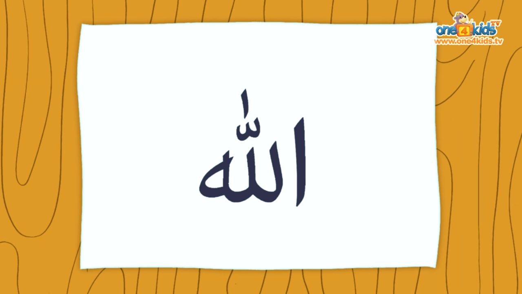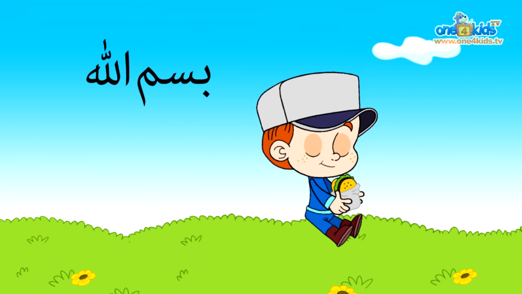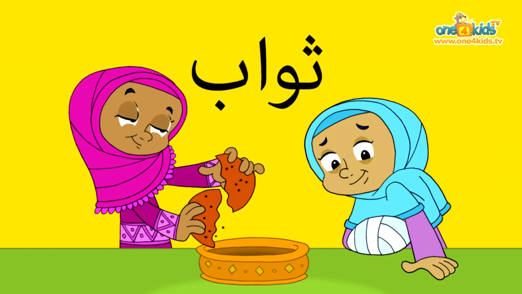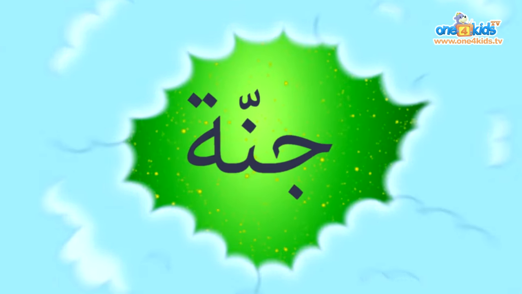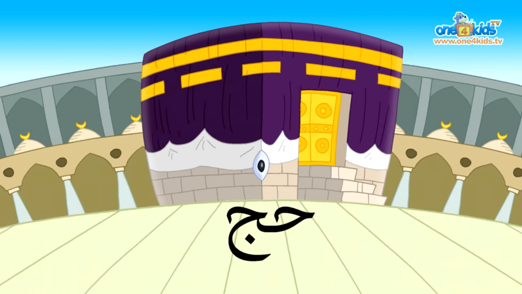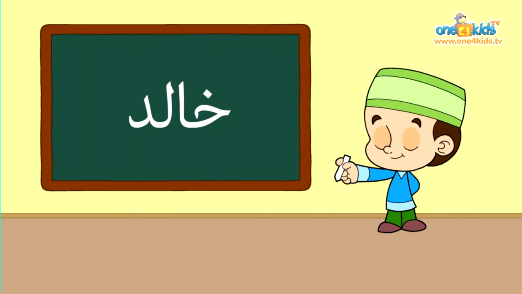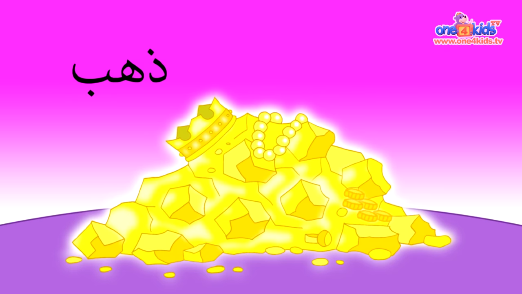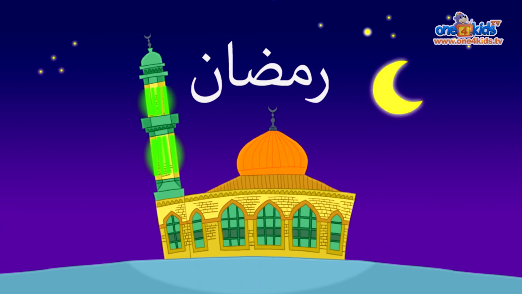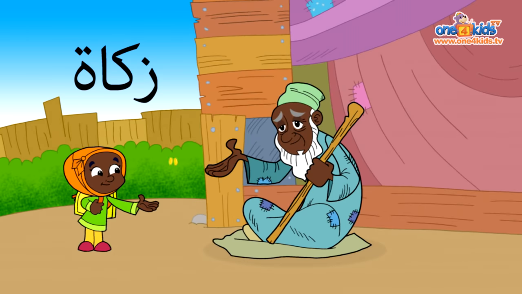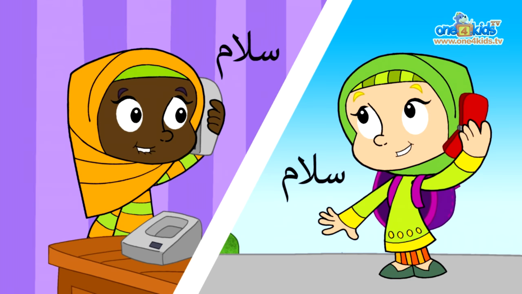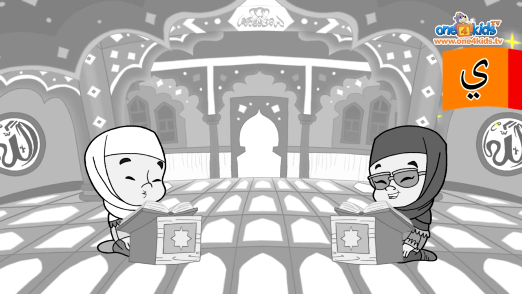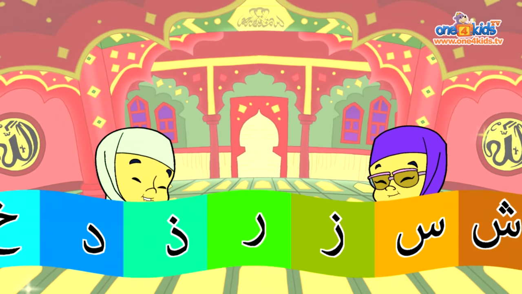Alif is for Allah, Ba is for Bismillah, Ta is for Taqwa, and Tha for Thawab. Jim is for Jannah, Ha is for Hajj, Kha is for Khalid, and Dal for Dawood. Dhal is for Dhahab, Ra for Ramadan. Zain is for Zakat, and Sin for Salam.